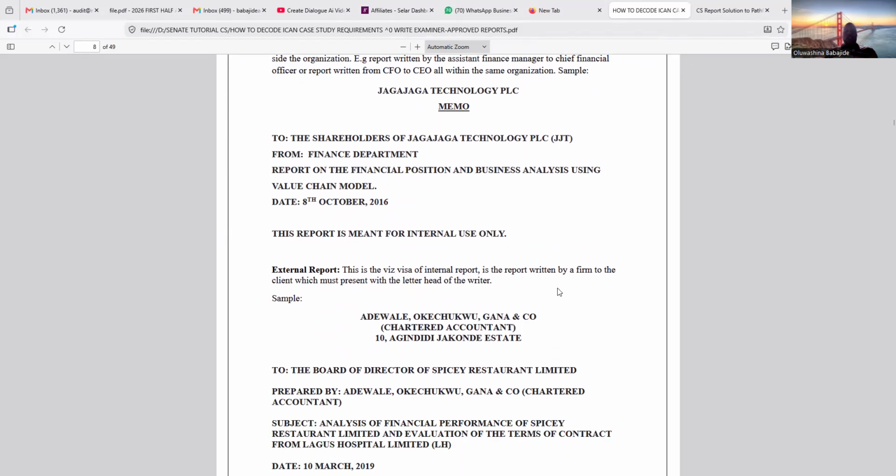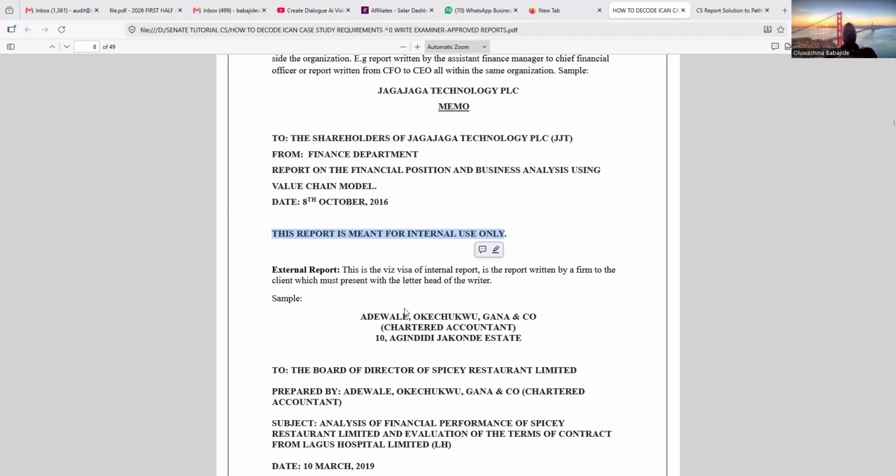Make sure you write the report's subject, then the date. This one is just talking about the disclaimer. I just put that the report is meant for internal use only. But for internal reports, it's not necessary that you put a disclaimer. That's the difference between internal and external. For an external report, it's very, very important for you to put a disclaimer. You might decide not to put it in your internal report, but for external it is very important.